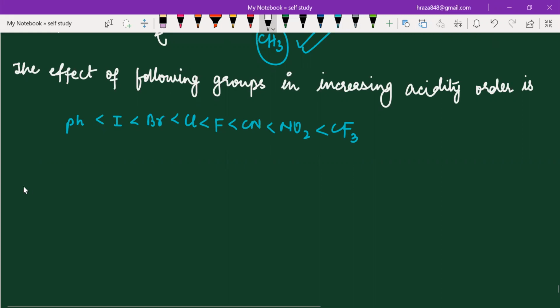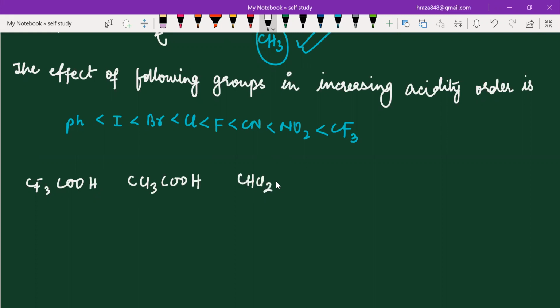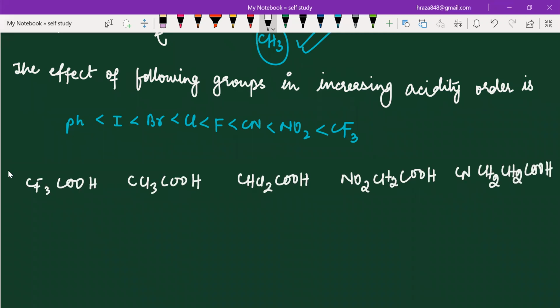Now I am going to ask you to arrange them in increasing order of acidic character. The group with the most electron withdrawing power will be the most acidic in nature. Sir, that CN is cyanide, right? Yeah. You need to arrange this.